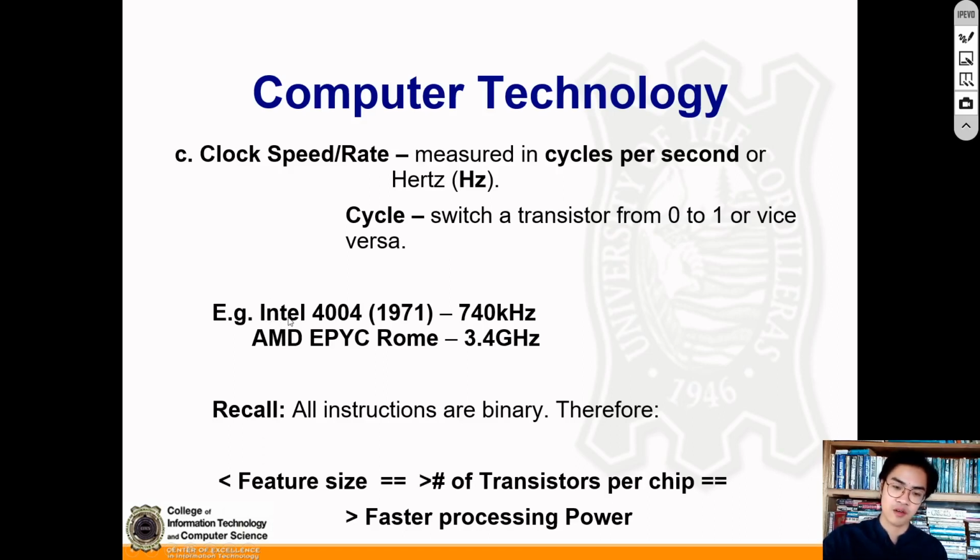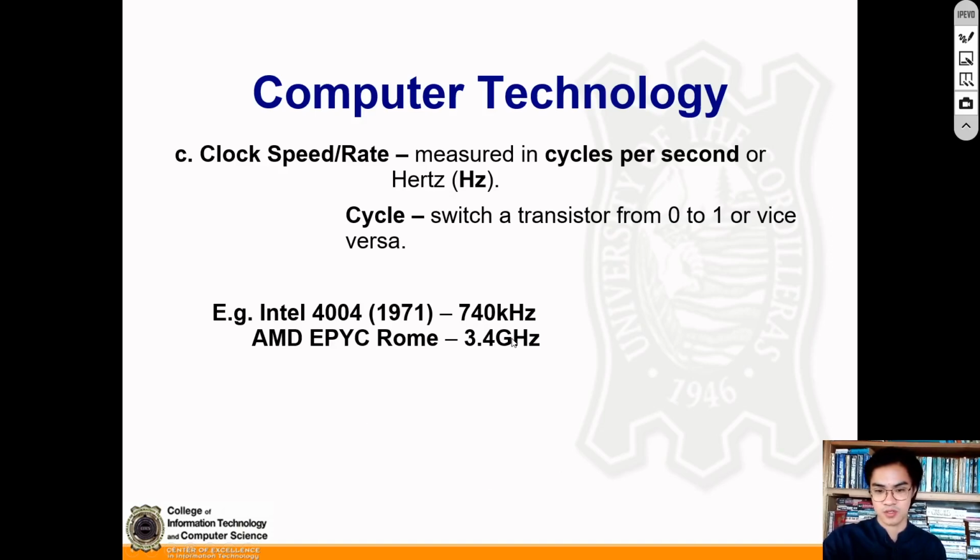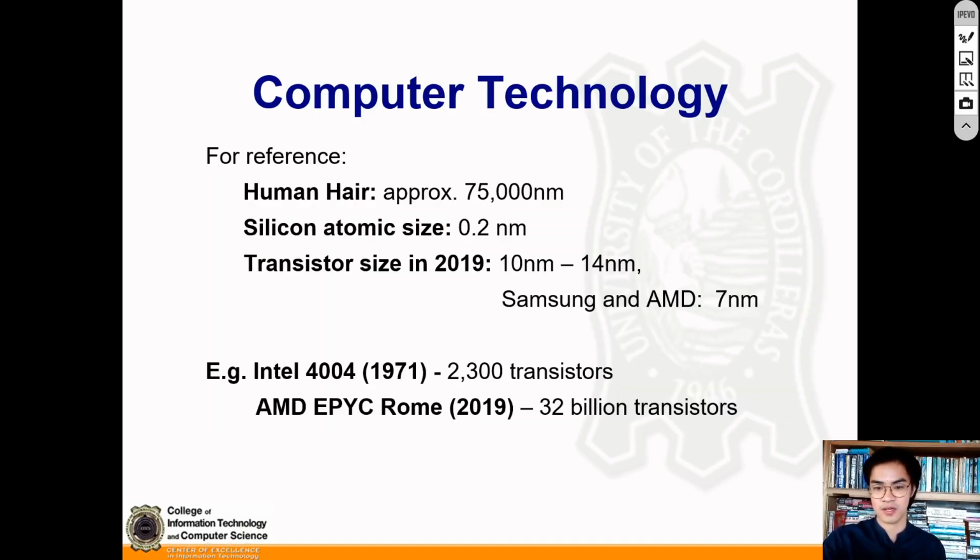So for comparison, again, you have the Intel 4004 in 1971. It had 740,000 hertz, or 740,000 cycles that it can do per second. The AMD EPYC Rome is 3.4 gigahertz. So kilohertz is thousands, 1,000 cycles per second. Gigahertz is 1 billion cycles per second. So you can just see the difference already.